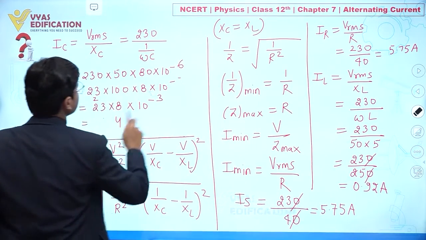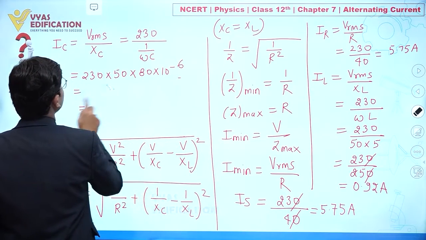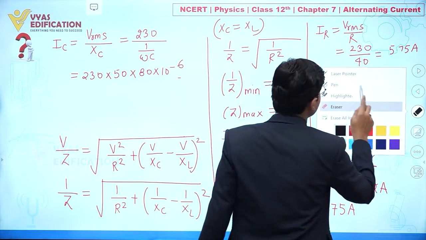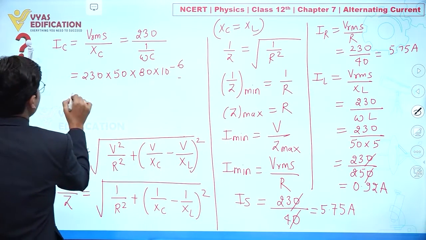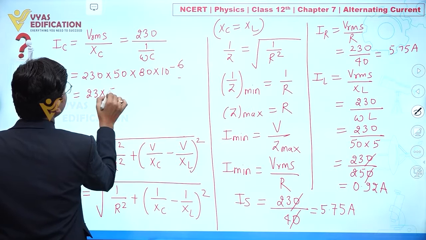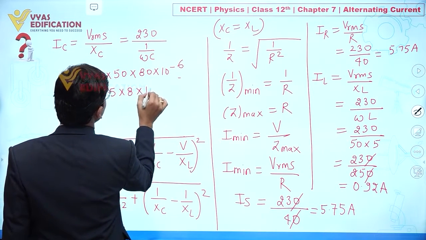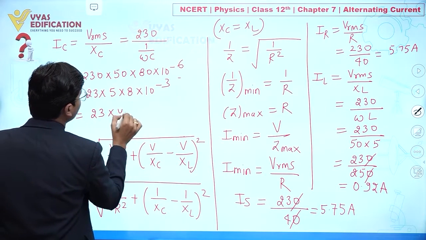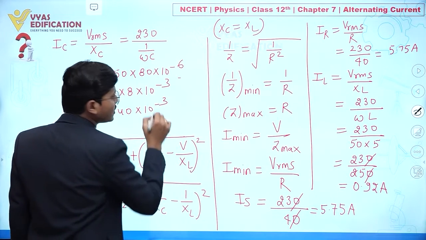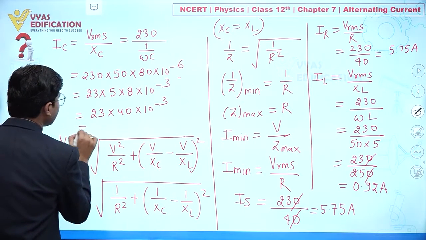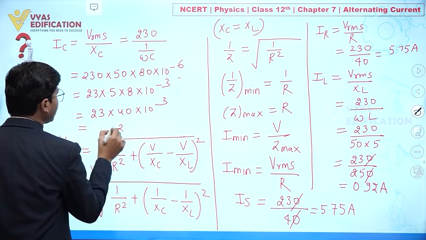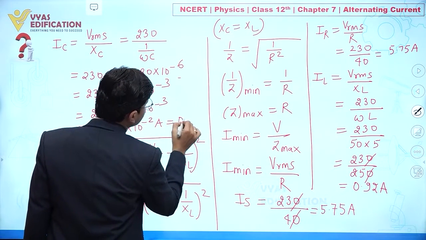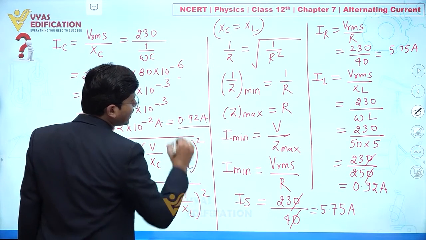So from here in the calculation, 230 multiplied by 50 into 80 into 10 to the power minus 6. So we can write it like this, 23 into 5 into 8 into 10 to the power minus 3. So this is 23 into 40 into 10 to the power minus 3. So now I can write this is equal to 92 into 10 to the power minus 2 ampere, or this is 0.92 ampere.